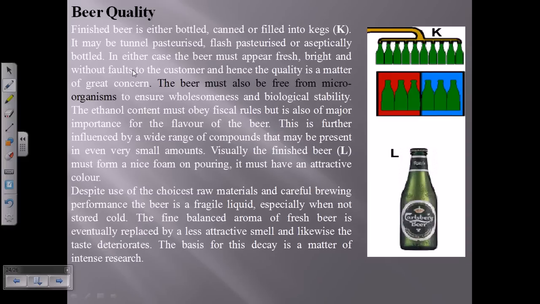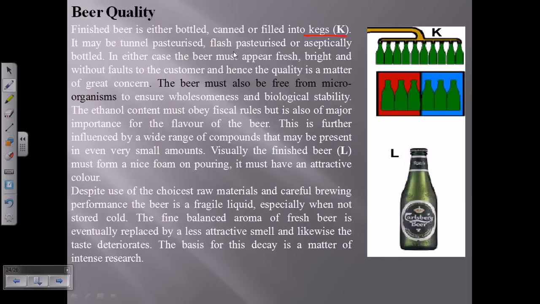Now the final thing is beer quality testing, which is also required, because the finished beer is either bottled, canned, or filled into kegs, as you can see here. But in both ways, there may be contaminants, like microorganisms or other bacteria. If a small quantity of yeast is present, it's fine. But if it is some other organisms, like other bacteria, which can produce toxic materials, we need to get rid of all those microorganisms.